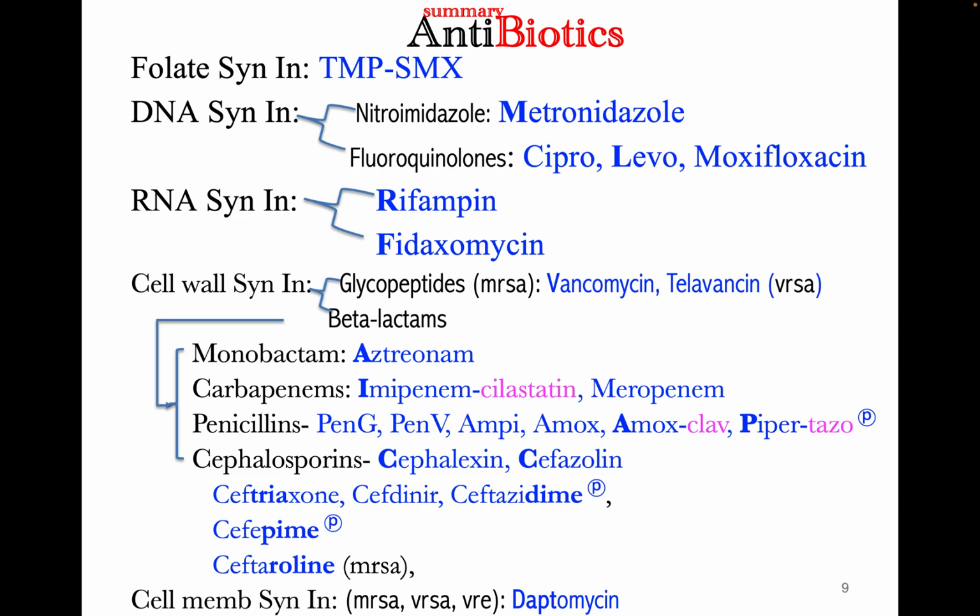Cilastatin is just saving the drug from fast elimination of the imipenem through the urine, and it also saves from the nephrotoxicity. Okay, so I hope you understood that very well. Then let's look at the penicillins.